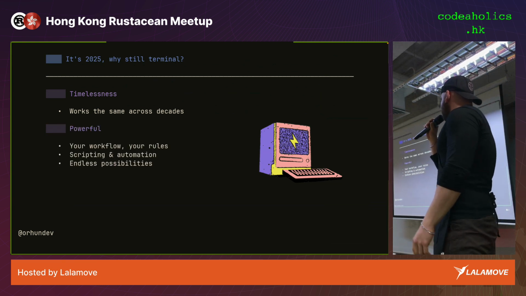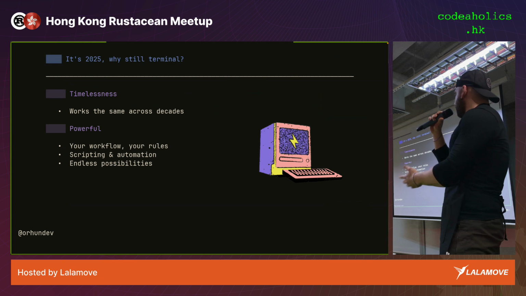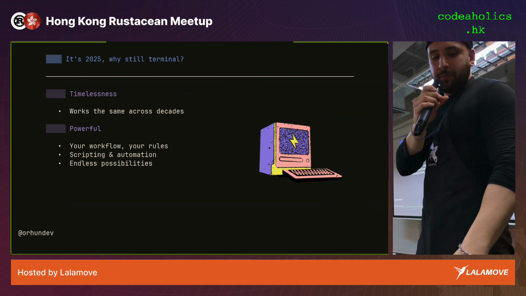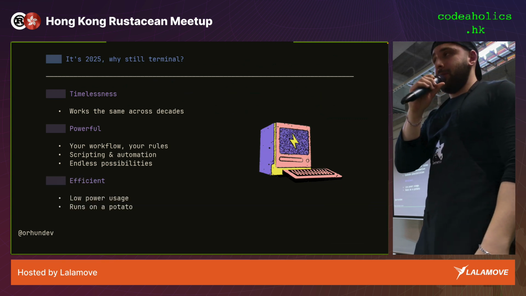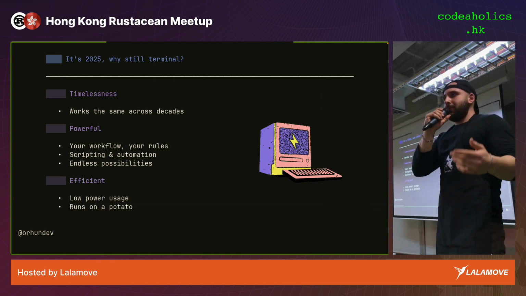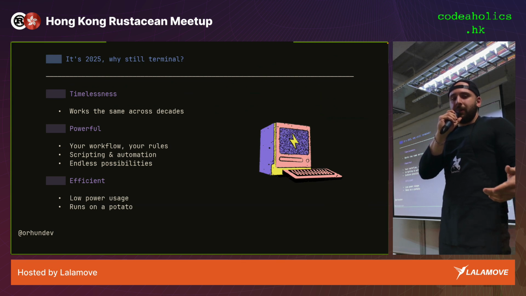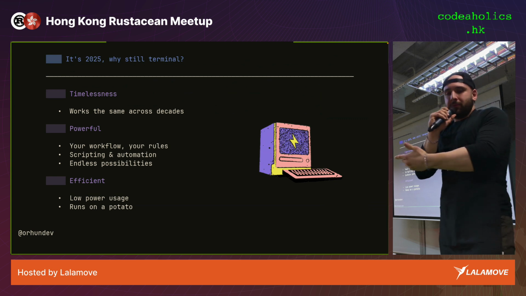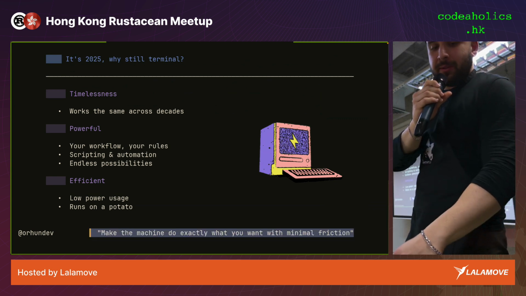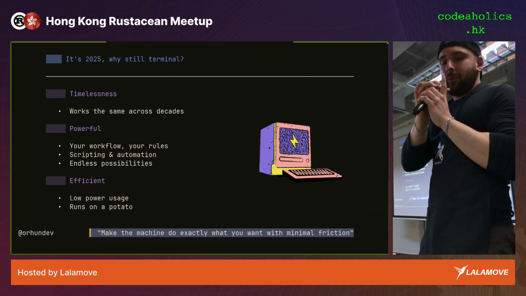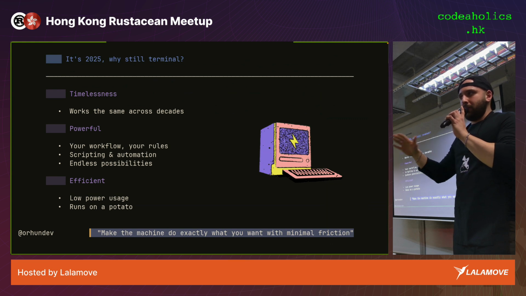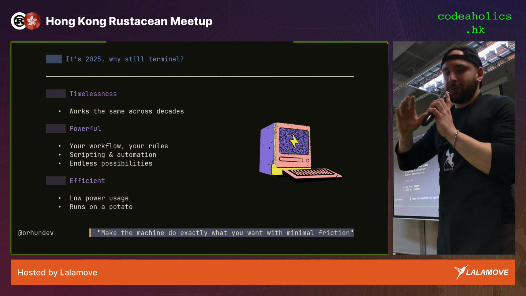You can basically write scripts, automate your work. There are endless possibilities that you can do in the terminal. And lastly, it's very efficient, so it uses very low power, and basically you can run the terminal on a potato. So that's another plus. I think the best way to summarize it is: terminal makes the machine do exactly what you want with minimal friction. You want to run something, you just get the output directly.